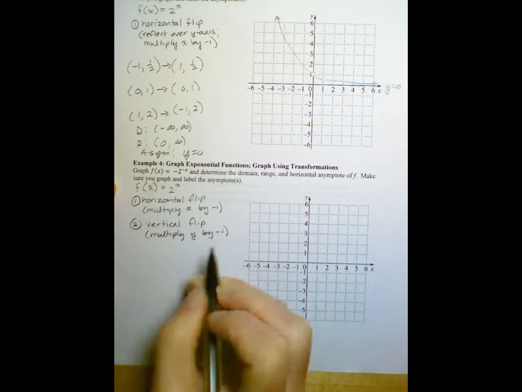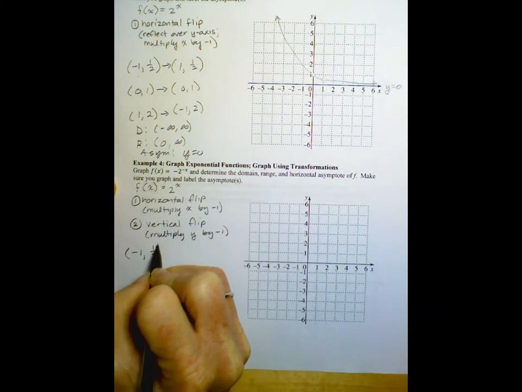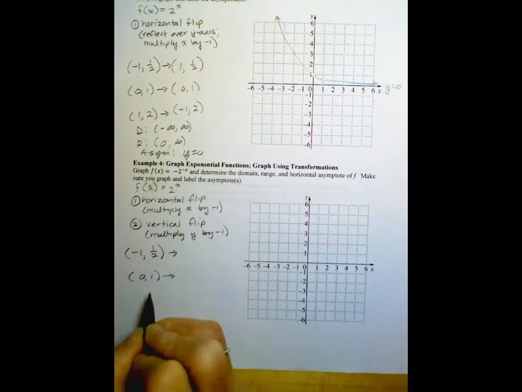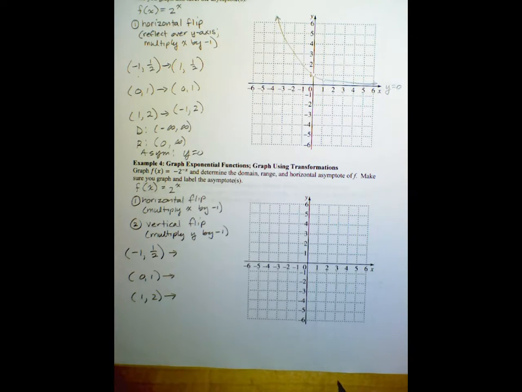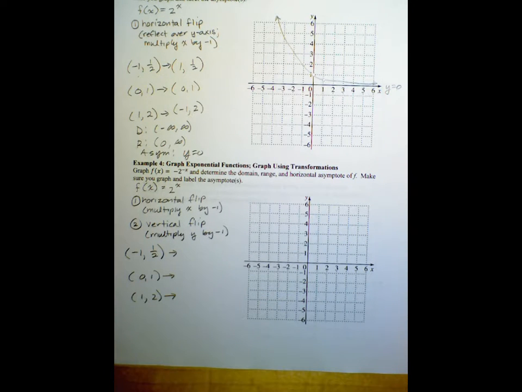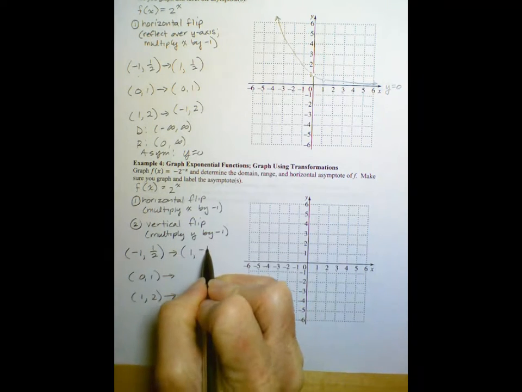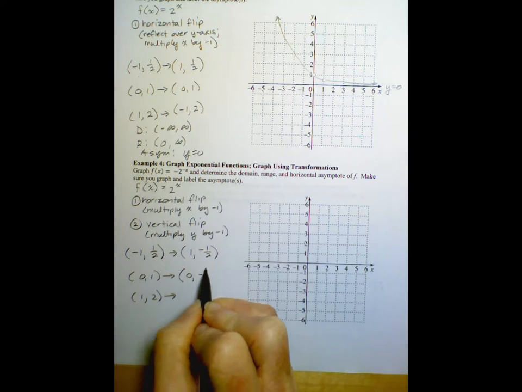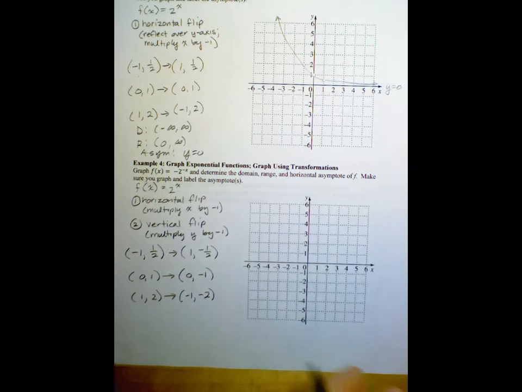So we're also going to flip over the x-axis. So we'll be multiplying our y values by negative 1. So our 3 points, again, negative 1, 1/2; 0, 1; and 1, 2. Okay, so we're essentially changing the signs of both variables. So negative 1 becomes 1, positive 1/2 becomes negative 1/2. 0, of course, is still 0, but 1 becomes negative 1. 1 becomes negative 1, 2 becomes negative 2.